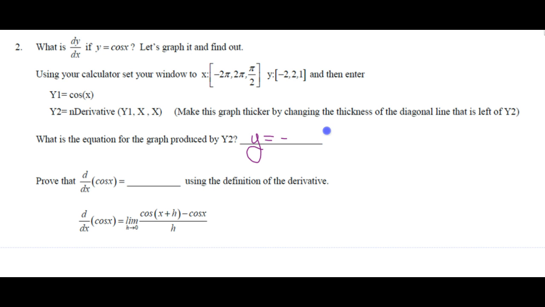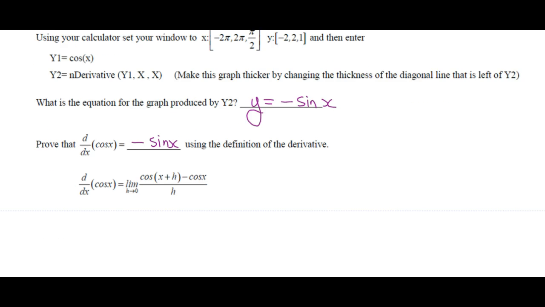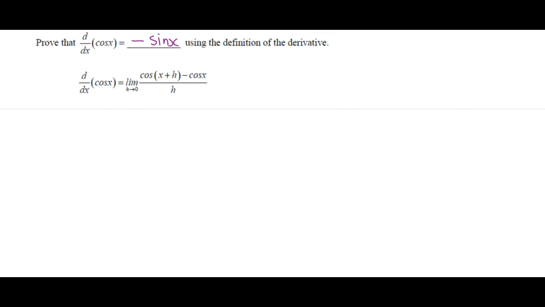So y is equal to negative sine x. Prove that d by dx of cos x is equal to negative sine x using the definition. So now you should be able to do this, right? You're looking at doing the same deal. Now I will give you the expansion of cos(A + B).